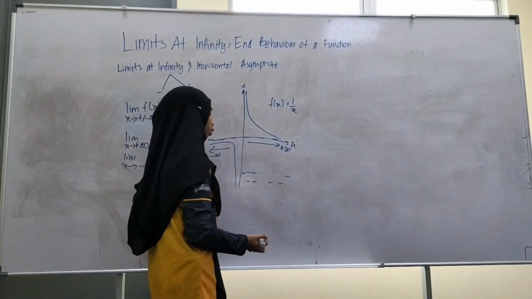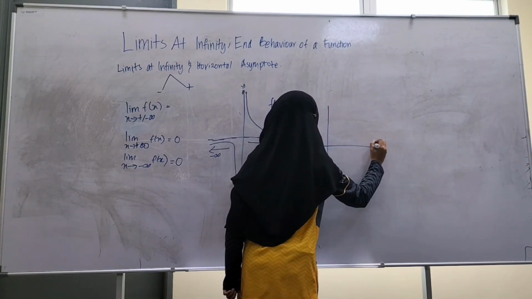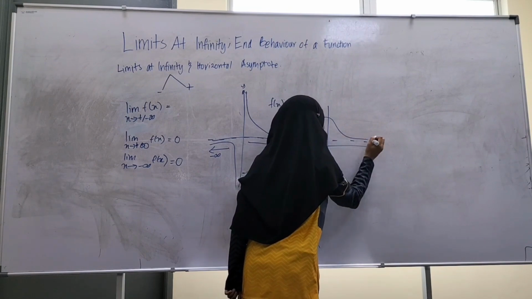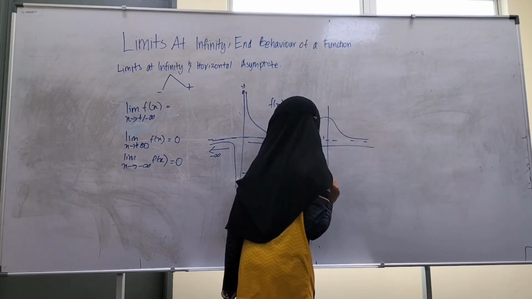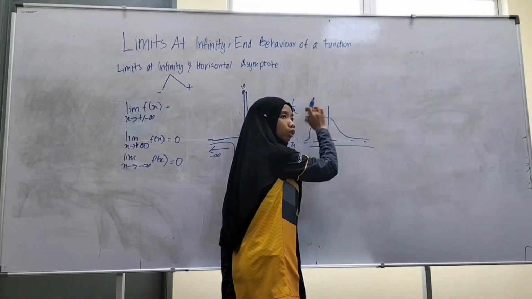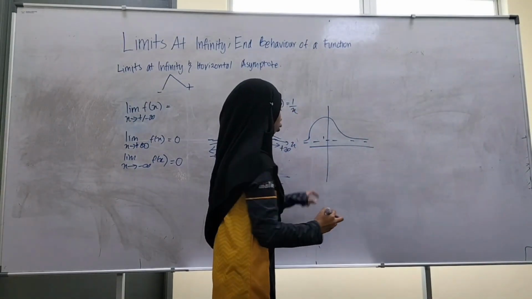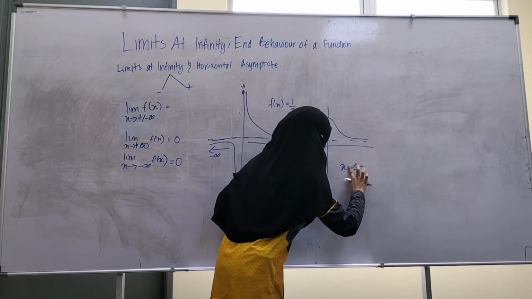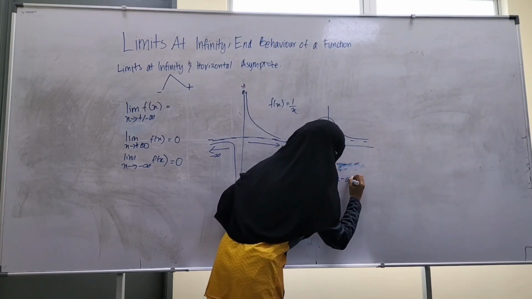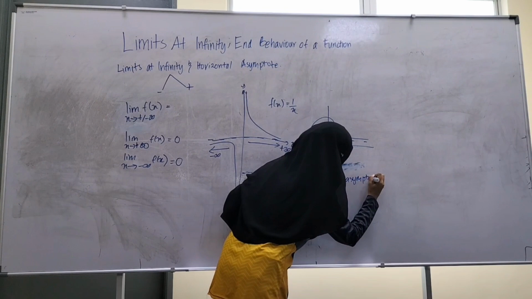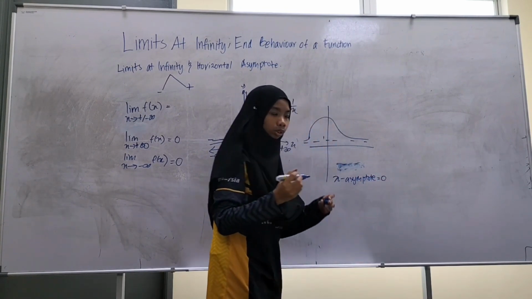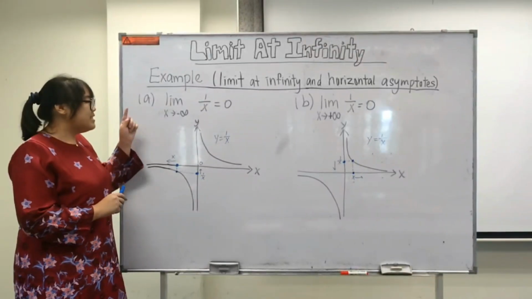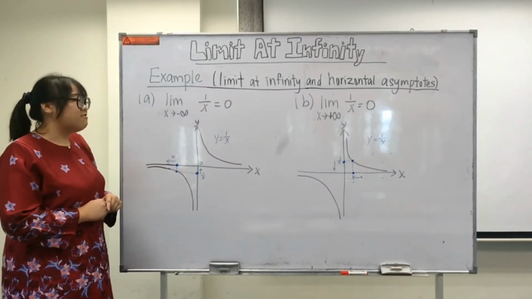But what about for a different graph? For example, if it goes like this, it never touched the value 1. It never goes below 1, but it goes over 1. So you can say that the horizontal asymptote is equal to 1. So you can write it as y asymptote is equal to 1. So this is an example of limit at infinity and horizontal asymptote.